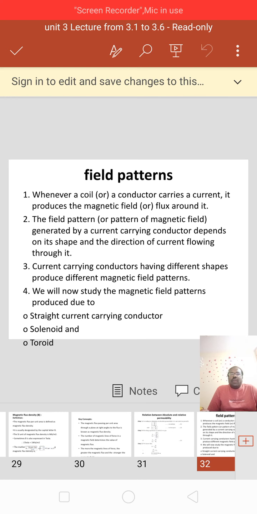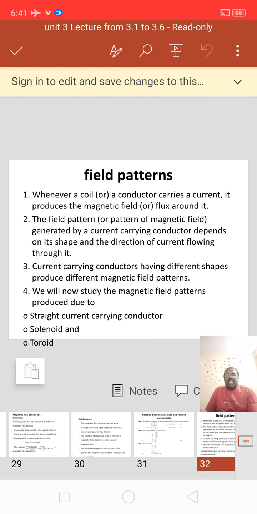Whenever a coil or a conductor carries a current, it produces a magnetic field or flux around it. The field pattern of a magnetic field generated by a current carrying conductor depends on its shape and the direction of the current flowing through it. Current carrying conductors having different shapes produce different magnetic field patterns, and we will now study the magnetic field patterns produced due to a straight current carrying conductor, solenoid and toroid.